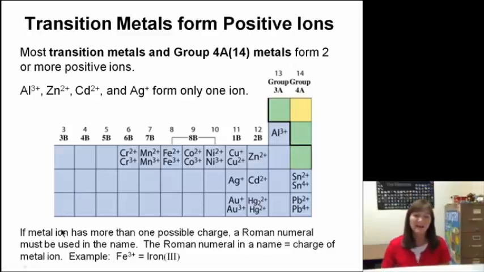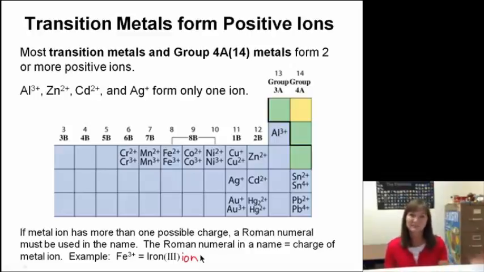So if the metal ion has more than 1 possible charge, a Roman numeral must be used in the name. So for example, iron 3+ would be called iron 3, and actually this is a typo, I should have the word ion here. The iron 3 ion.